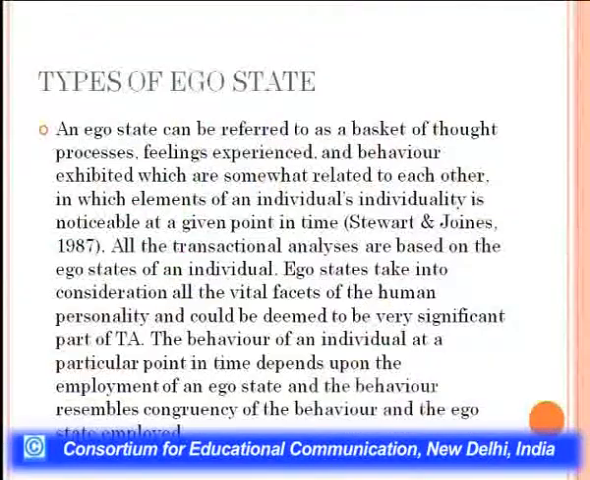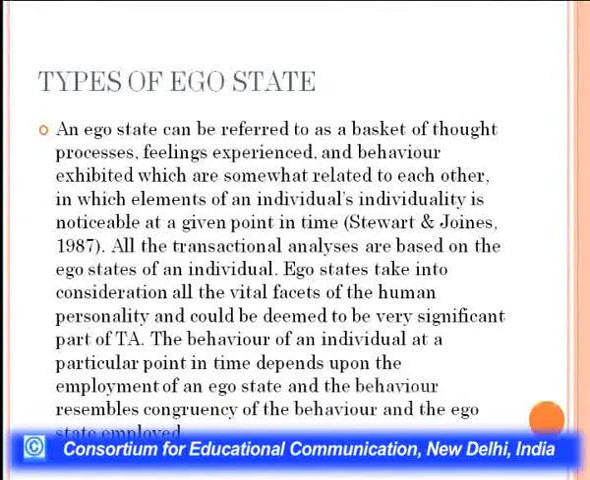So let us do these types of ego states in a very detailed manner. Let us see the first one, the types of the ego state. An ego state can be referred to as a basket of thoughts, processes, feelings, experiences, and behavior exhibited which are somewhat related to each other, in which elements of an individuality are noticeable at a given point of time. All the transactional analyses are based on the ego states of an individual. Ego states take into consideration all the vital facets of the human personality and could be deemed very, very significant as a part of transactional analysis.